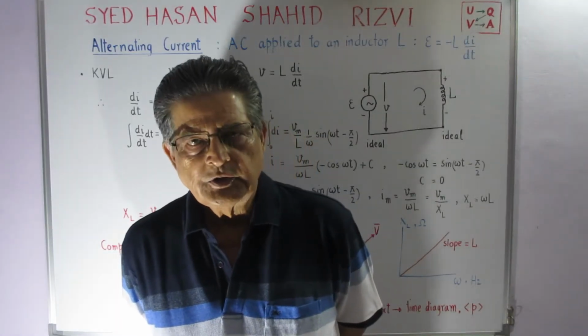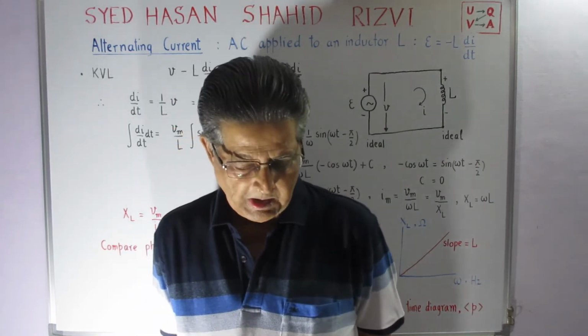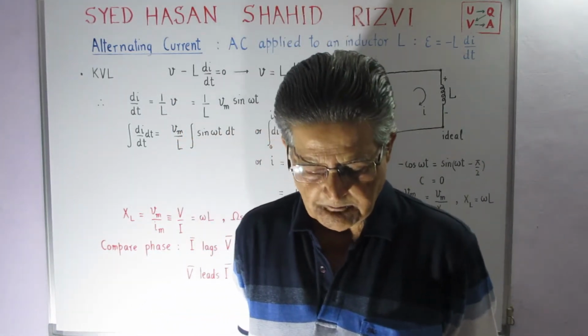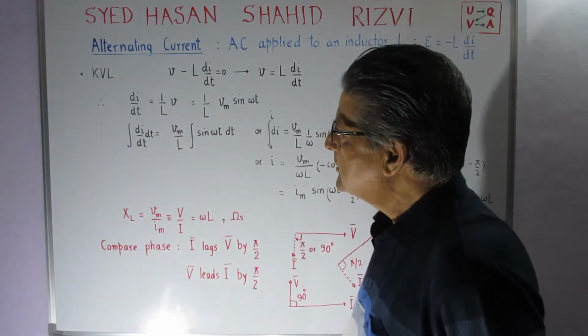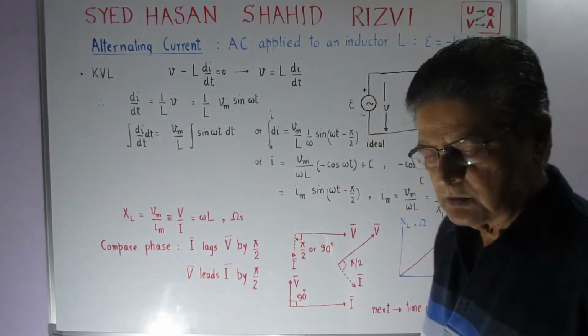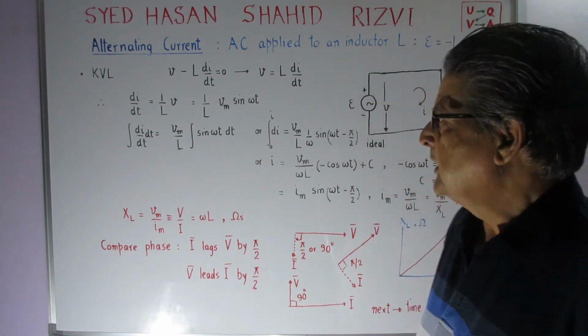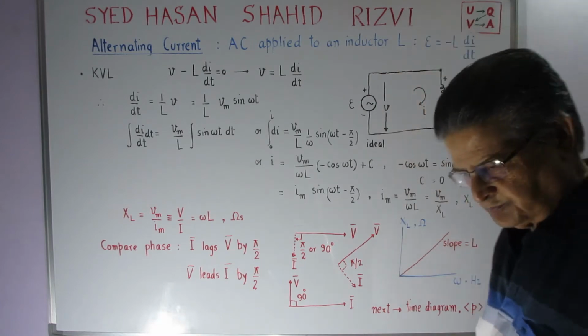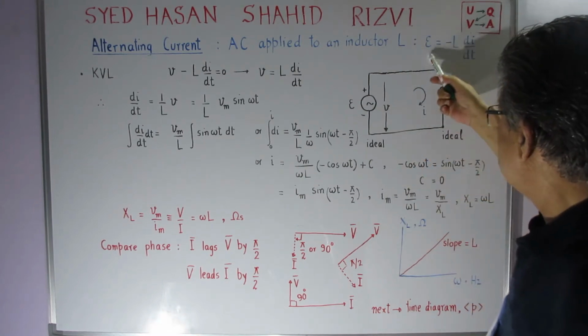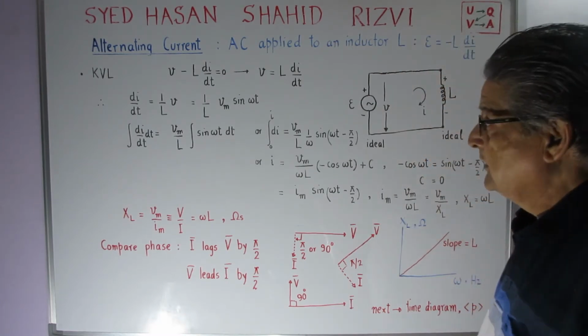So friends, welcome back, and as per my promise and going ahead with the last lecture, today we are going to talk to you about the application of an AC voltage to an inductor, which we know is defined by E is equal to minus L di dt.